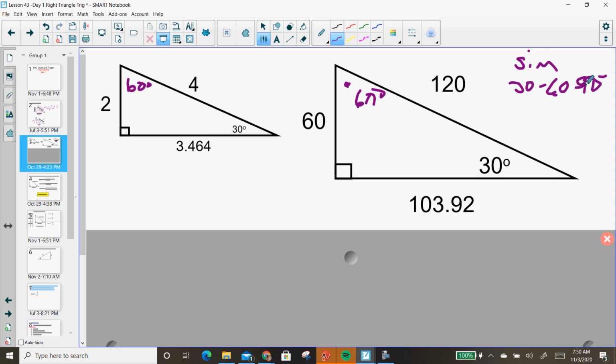So when you have similar triangles, let's start thinking about some ratios. For 30 degrees, let's talk about the opposite side over the hypotenuse. So on this first triangle, the side across from 30 is 2, the hypotenuse is 4. So we get 2 over 4, which would reduce to a half.